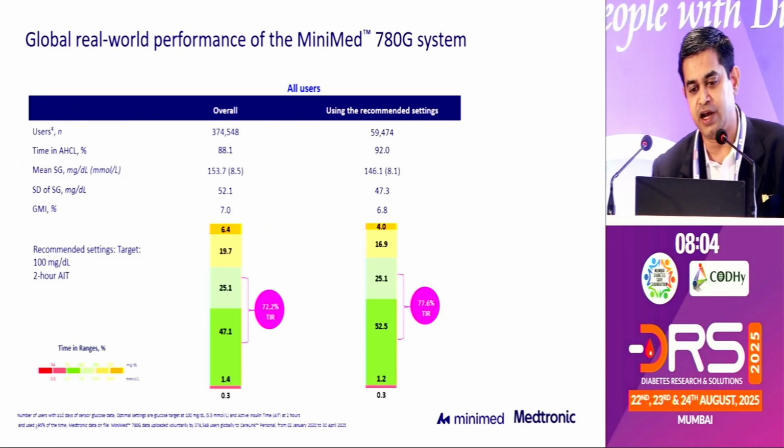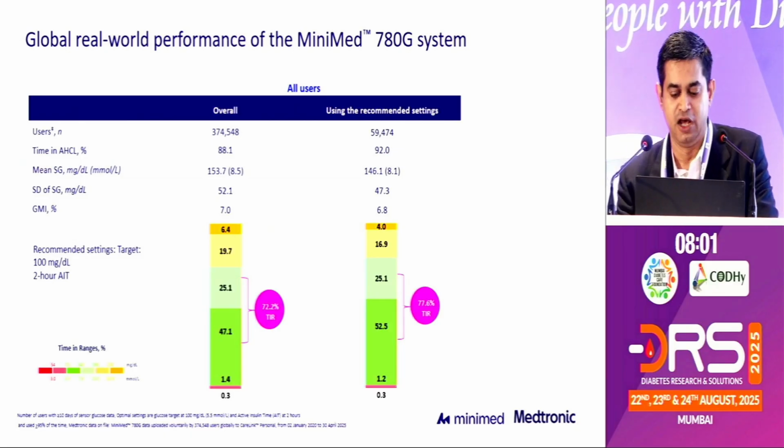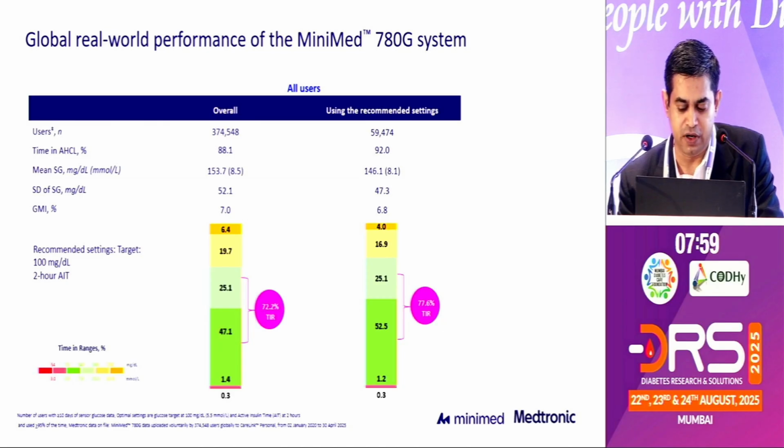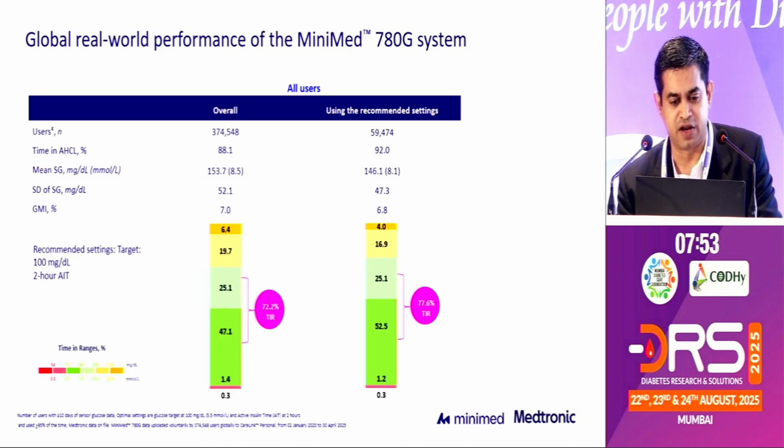Now, this is real world data. This is not a clinical trial. Almost 4 lakh people, mostly type 1, 95% are type 1, because the system was approved only in type 1 at that time. And you can see the time in range. Time in tight range, 47% overall. Time in range, 72%. And if you see the time below range, 1.4, 0.3.